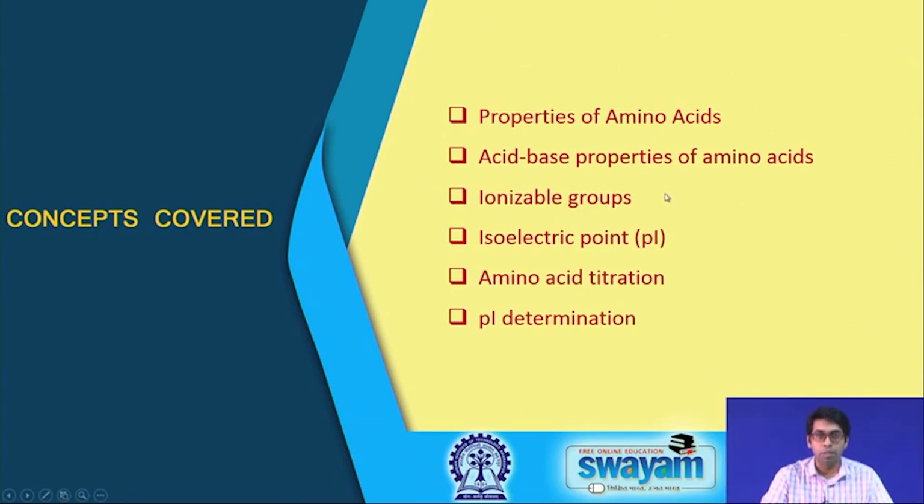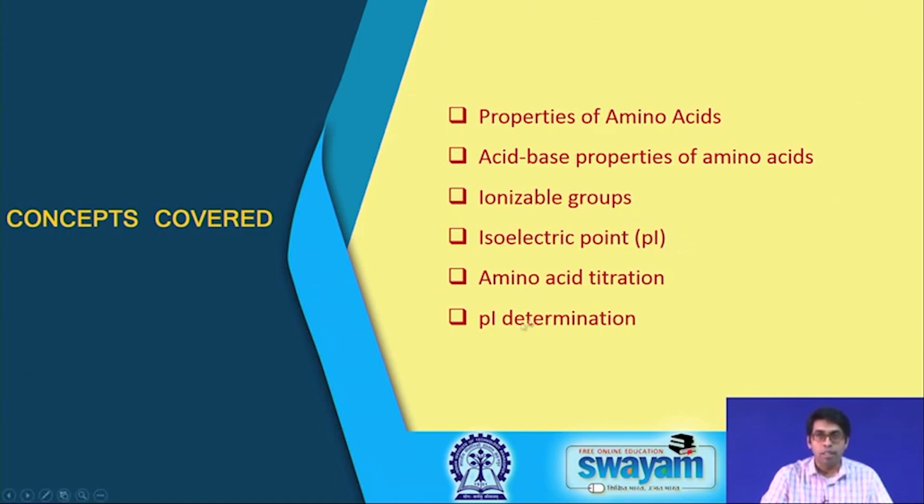These amino and carboxyl groups are the ionizable groups, and we also learned that there are some amino acids which have additional ionizable groups in their side chain. For example, aspartic acid or glutamic acid, which have an acidic side chain, or lysine, arginine and histidine, which have a basic side chain. We learned about the concept of isoelectric point for amino acids, which means that a particular pH at which a particular amino acid is neutral is referred to as its isoelectric point.